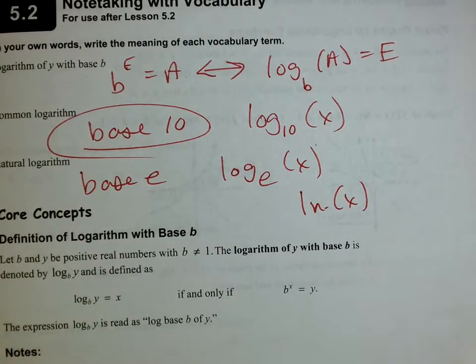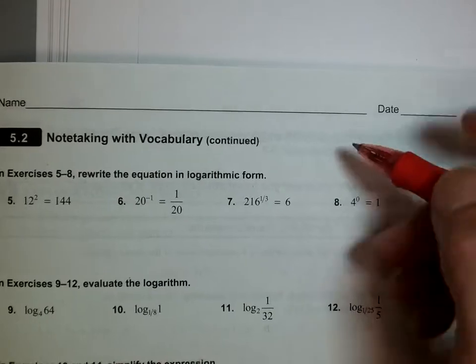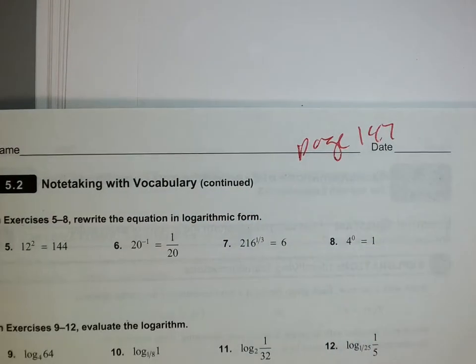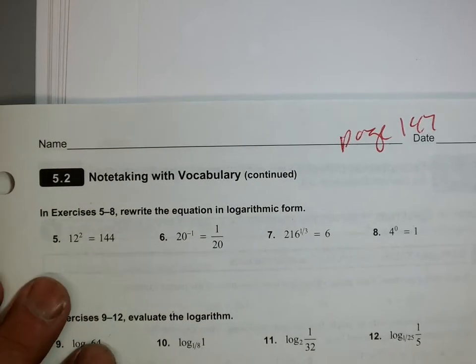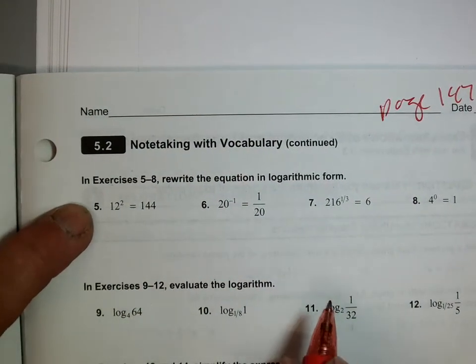All right, so far so good. Let's turn the page to page 147. We're almost there. We're getting there. Not too bad. Okay, now let's rewrite it. Here we go. Watch carefully because it's super easy, okay?